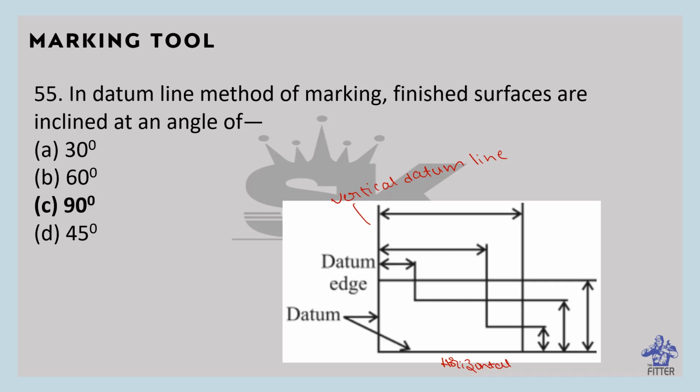A datum line is a reference line from which all other lines are marked. For most components, two datum lines are required, one horizontal and the other vertical. The intersecting point provides the common position.